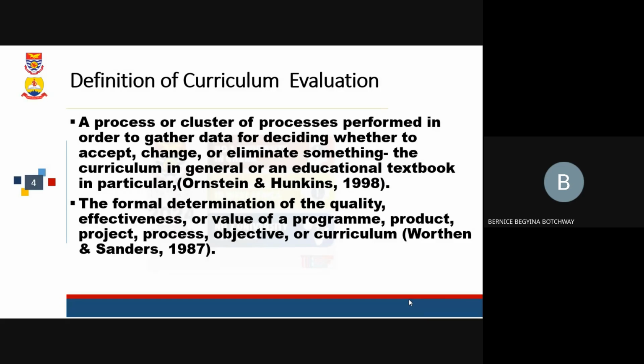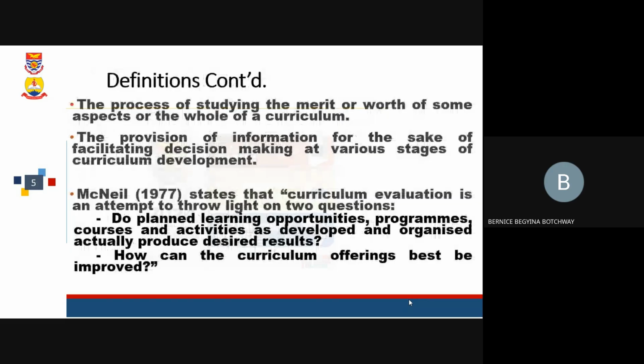As Einstein said, it entails some processes. So it goes through a formal process to determine the quality of the curriculum, the effectiveness of it, or the worth or value of the program. We also have another definition: it is the process of studying the merit. When you talk about the merits, you're talking about the importance, advantages, or worth of some aspects or the whole of the curriculum in general. It's either some aspects of it or the whole curriculum in general.